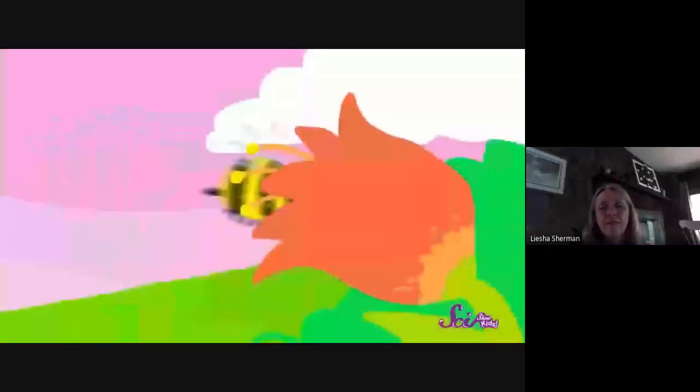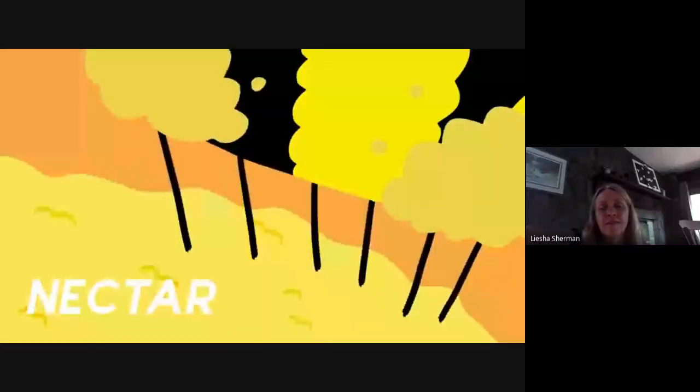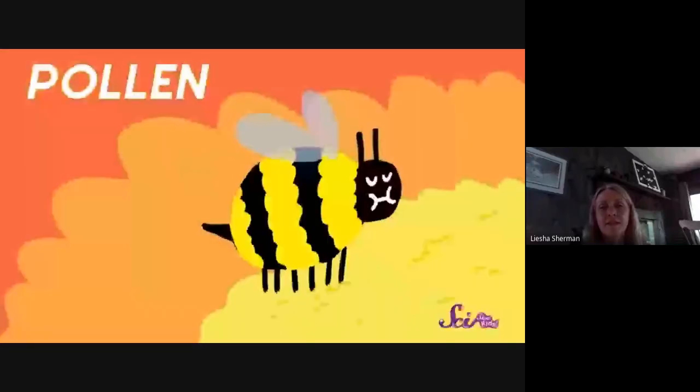When a worker bee lands on a flower, she drinks a sweet juice from the inside of the flower. This juice is called nectar. While she's on the flower, the bee also brushes up against the yellow dust that the flower makes. This dust is called pollen. So while she's gathering nectar, the bee also gets covered with pollen as she moves around on the flower.